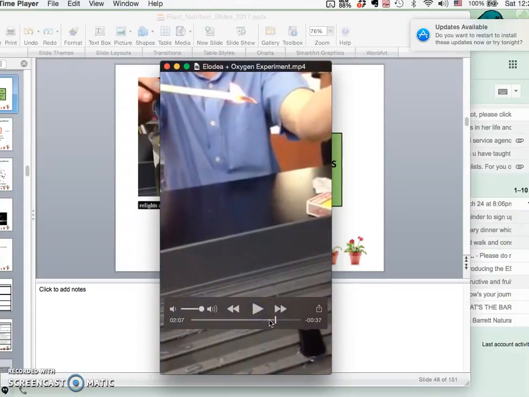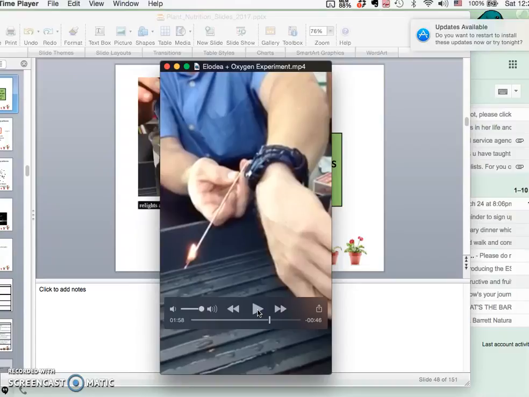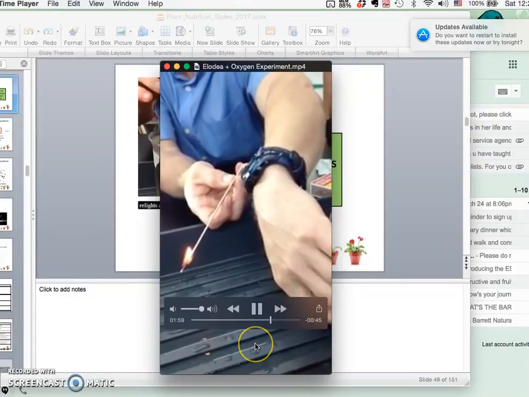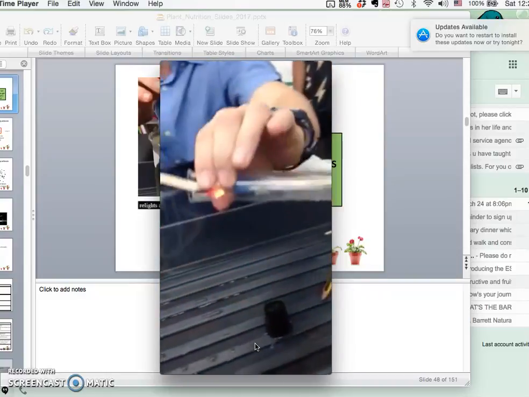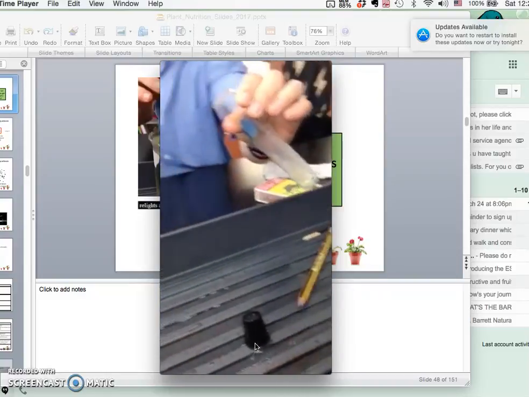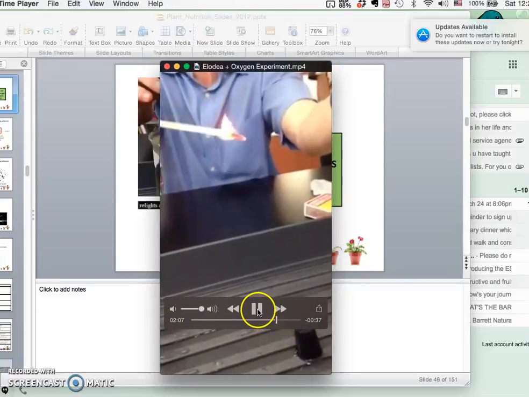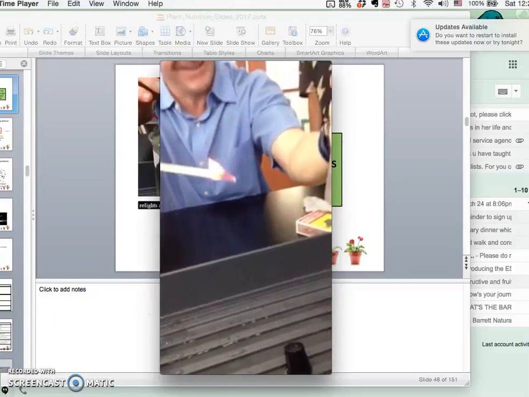Right, and then if you saw that, I'll show you again. He's inserting the glowing splint. Okay, so that's letting in a tiny bit of normal air. And then blow that out. Hey! Alright, so lots of happiness there.